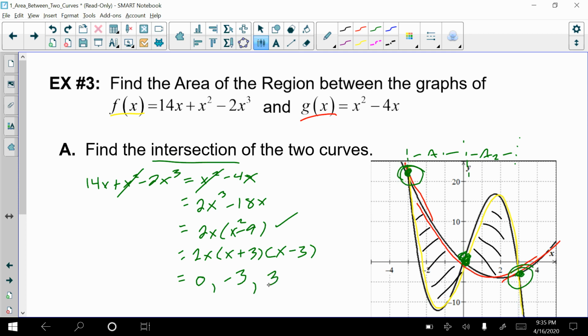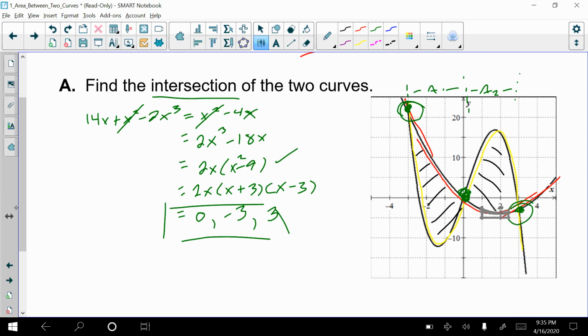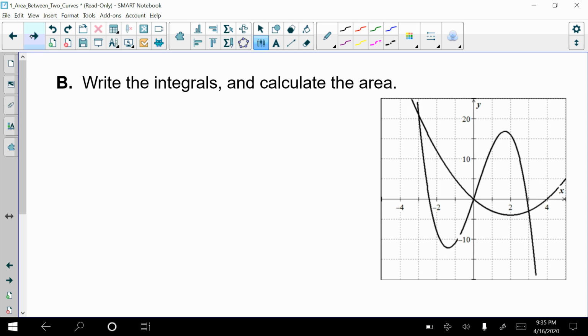So these are the x coordinates of the points where the two functions intersect. We want to make sure that we have those correct. We don't want to just take the graph at face value, because if we have the intervals wrong, everything else that we do from here will be wrong. So how do we actually find the areas? Let's keep referring to this as area 1, and let's go ahead and find that.